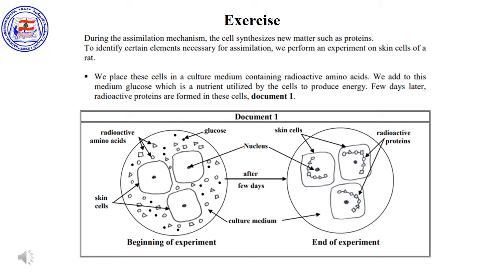We place these cells in a culture medium containing radioactive amino acids or labeled amino acids. We add to this medium glucose, which is a nutrient utilized by the cells to produce energy. Okay, here they mention the process of oxidation. They are saying that glucose is essential for the production of energy. Few days later, radioactive proteins are formed in these cells.